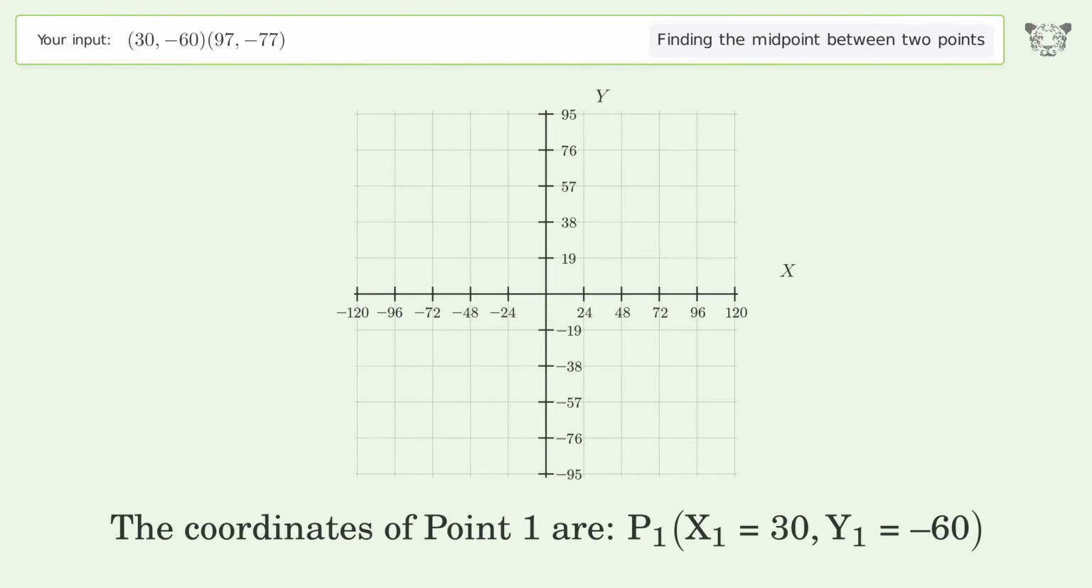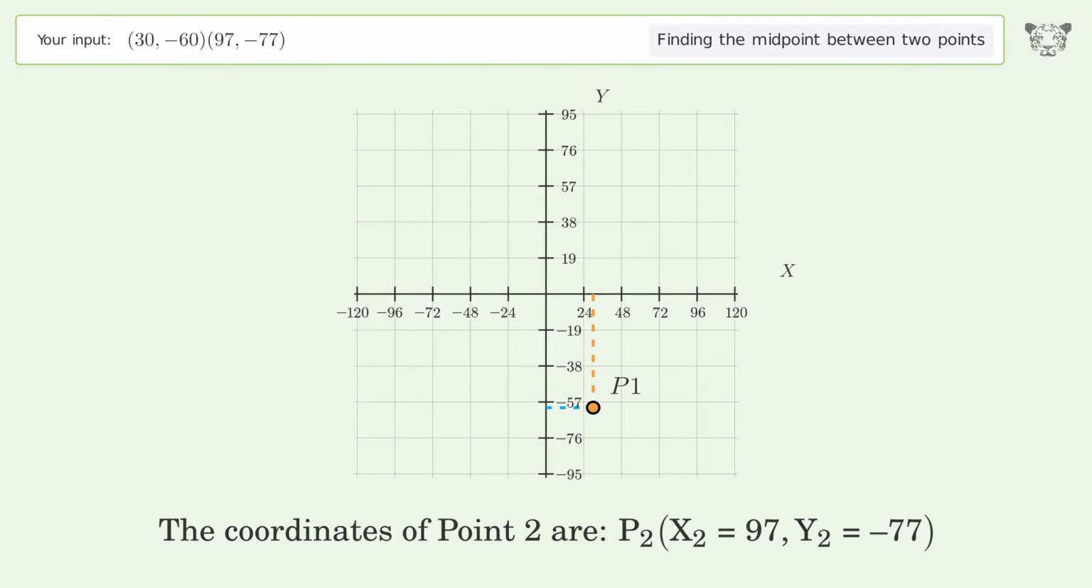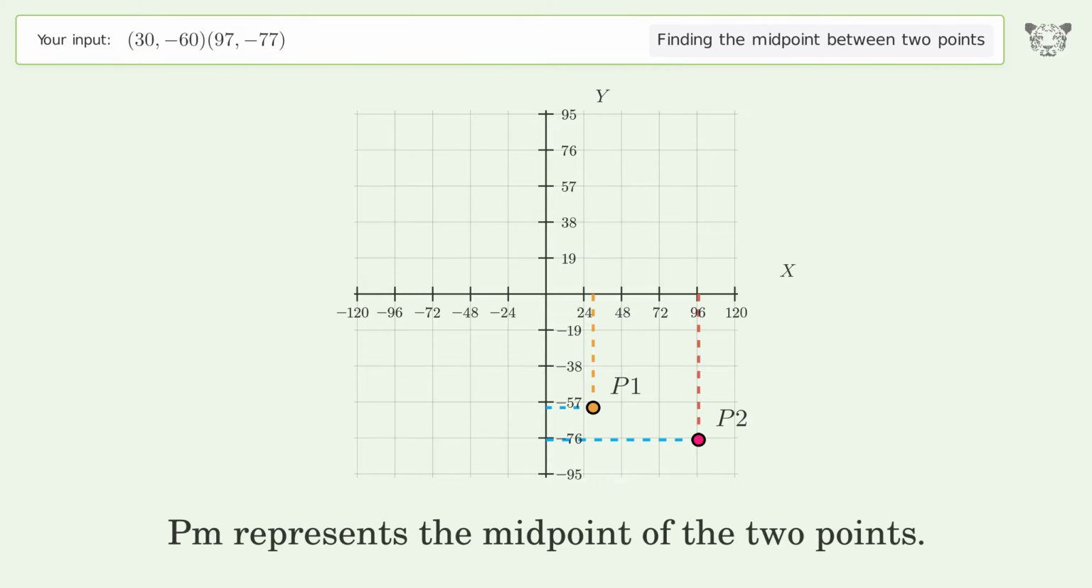The coordinates of point 1 are, x1 equals 30, y1 equals negative 60. The coordinates of point 2 are, x2 equals 97, y2 equals negative 77. PM represents the midpoint of the 2 points.